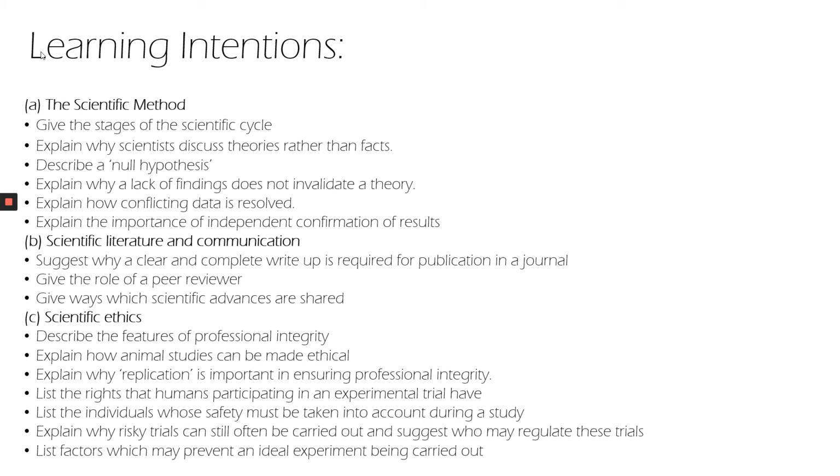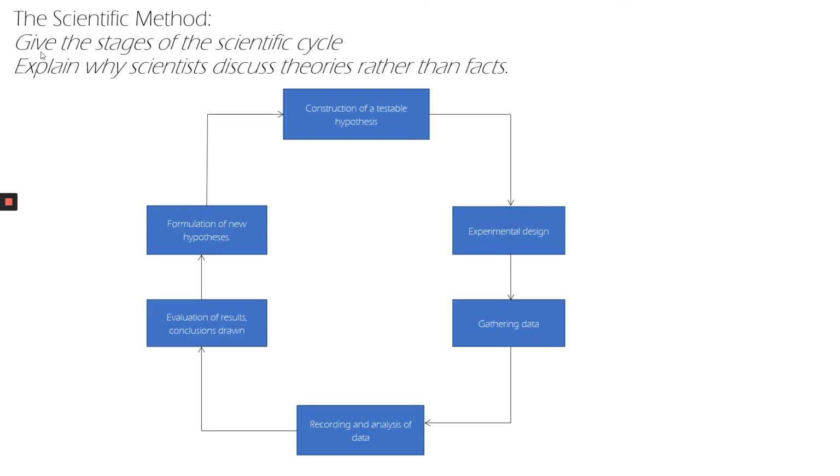So Section A covers the scientific method. It looks at the stages of the scientific cycle, and it explains why scientists discuss theories rather than looking at facts. We'll look at the null hypothesis and how even if you find that your findings don't support your hypothesis, it doesn't necessarily invalidate your theory. We'll look at conflicting data and how this is resolved between scientists, and why it's really important that we get independent confirmation of our results.